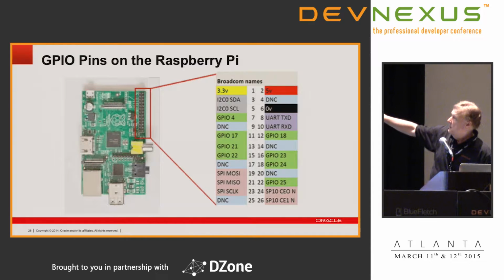Notice that the ones, I'm colorblind, but I think it's green. There are 8 different GPIO numbers, and is it green, Julie? Yeah, okay, it's green, I got it right.